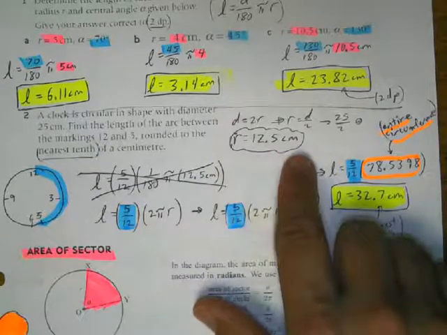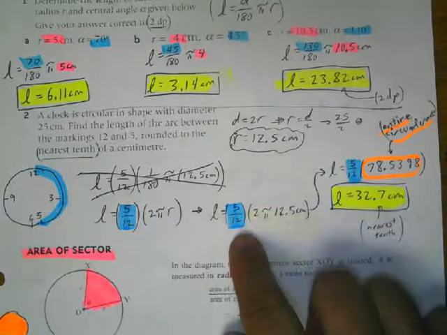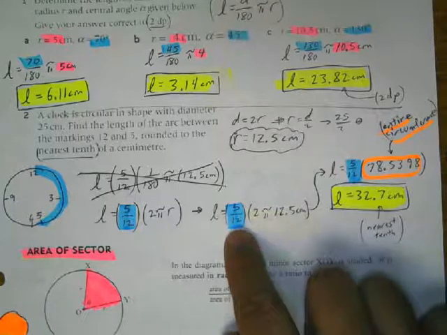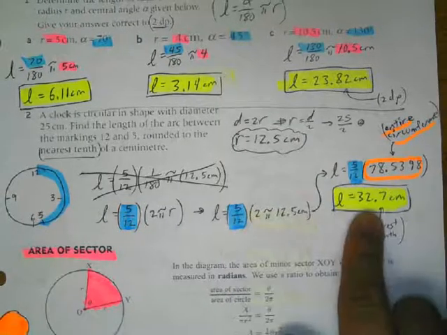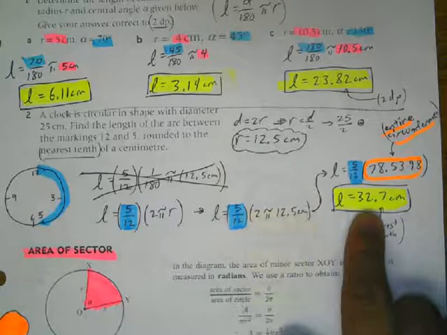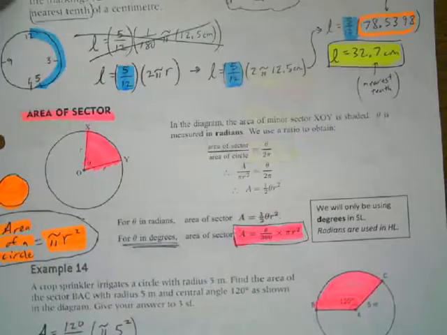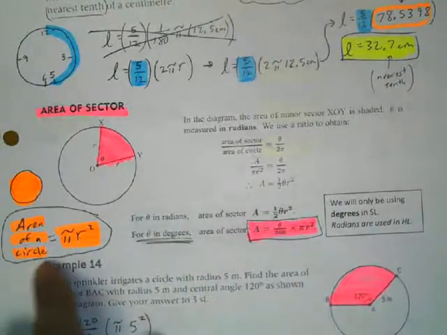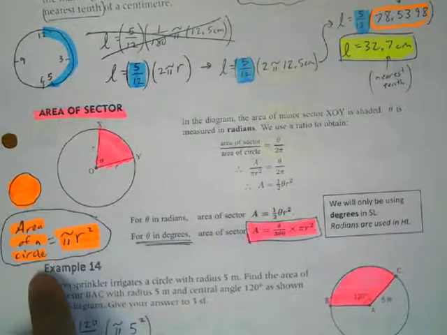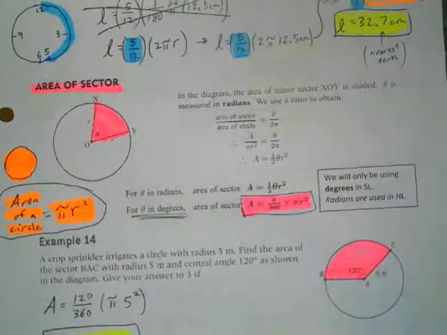So using the 12.5 radius and the 5/12 fraction of the circle, we're going to get this length. You may want to hit pause to think about this. Okay, area of the circle is the area of this part here. You may want to write this down. Area of a circle is pi r squared. You should have learned that in geometry.